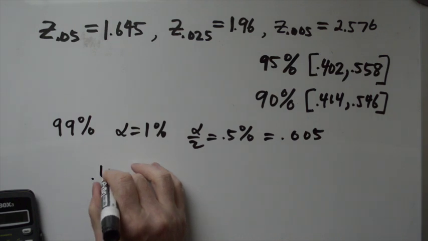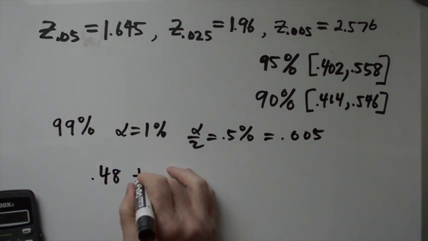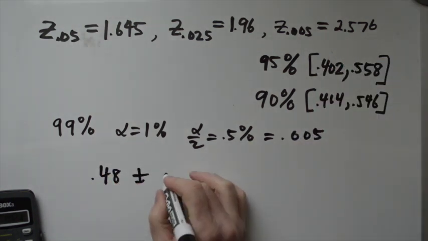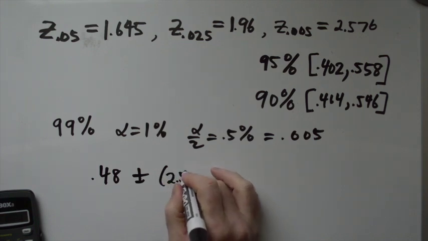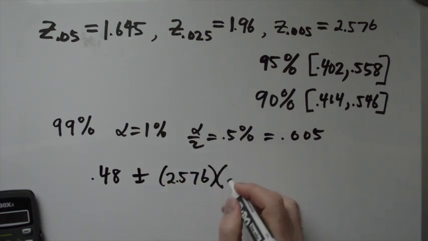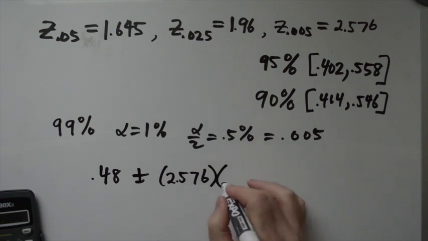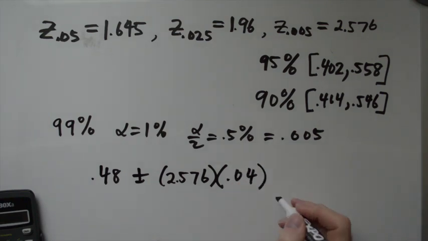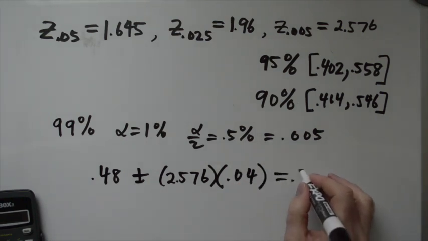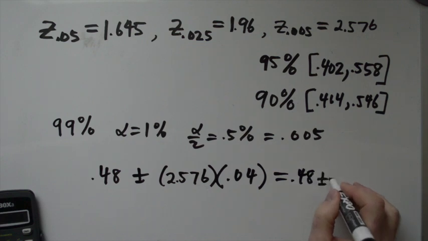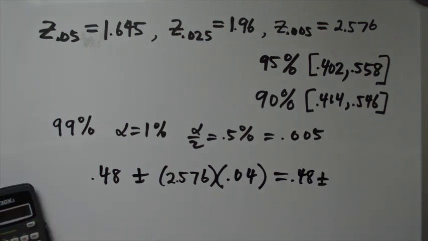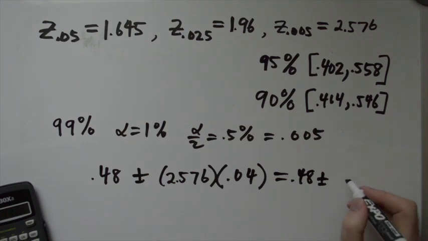So our confidence interval is nearly the same thing. Formally, it's center or best estimate plus or minus, now we're using this cutoff value, 2.576 times the same SE that we've been working with consistently in this problem. That's going to give us 0.48 plus or minus the margin of error in this case. Let's do it: 2.576 times 0.04 equals 0.10304.